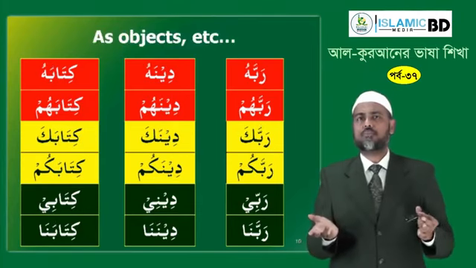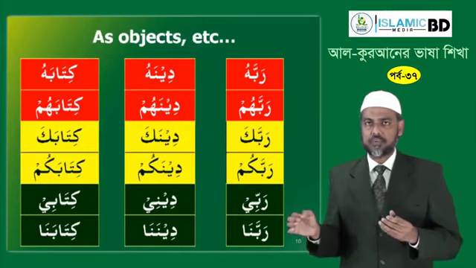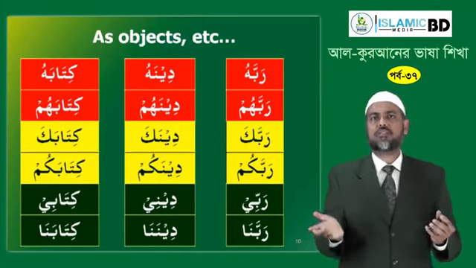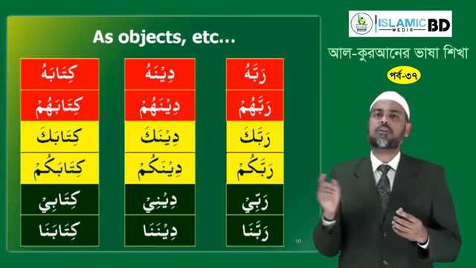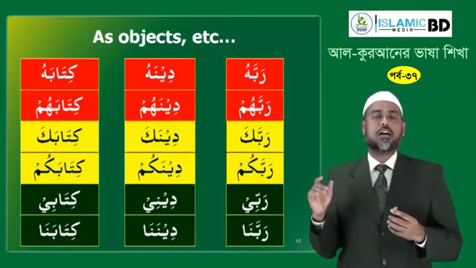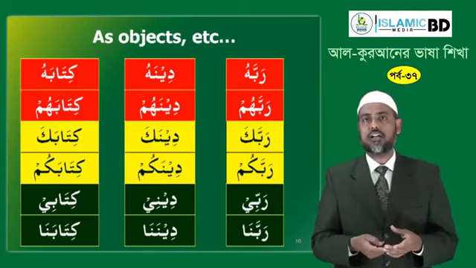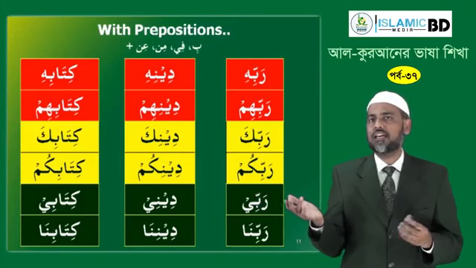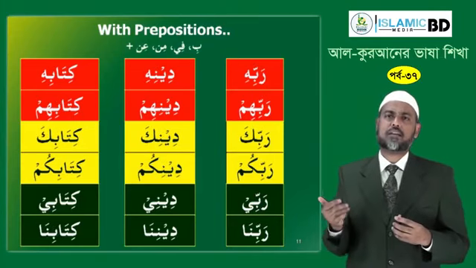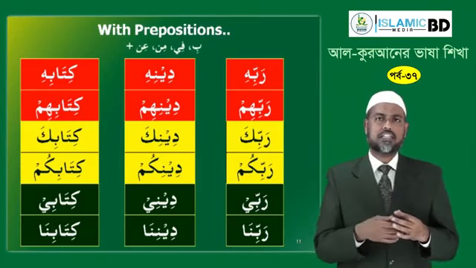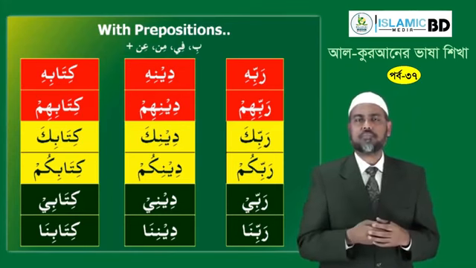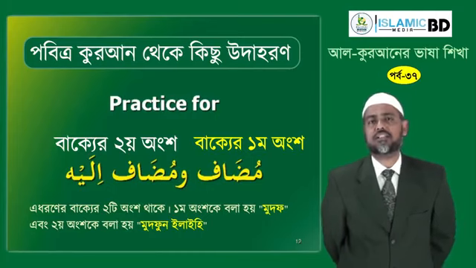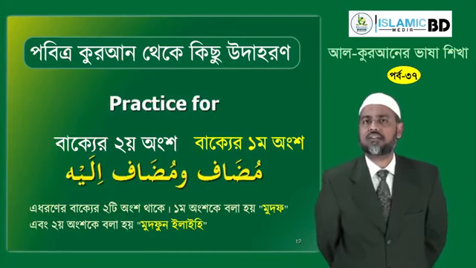This Rabbuhu, Rabbuhum can come as objects like Rabba. When these nouns, Rabb, Deen and Kitab come as objects, then you will have Rabbahu, Rabbahum, Rabbaka, Rabbakum, Rabbi, Rabbana, and Deenahu, Deenahum, and so on. Similarly, if they are preceded by a preposition, then it will become Rabbihi, Rabbihim, Rabbika, Rabbikum, Rabbi, Rabbina, Deenihi, Deenihim, and so on.